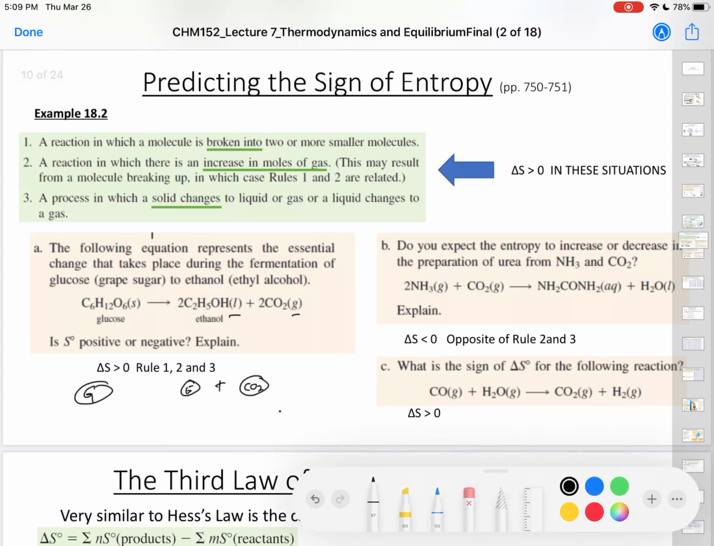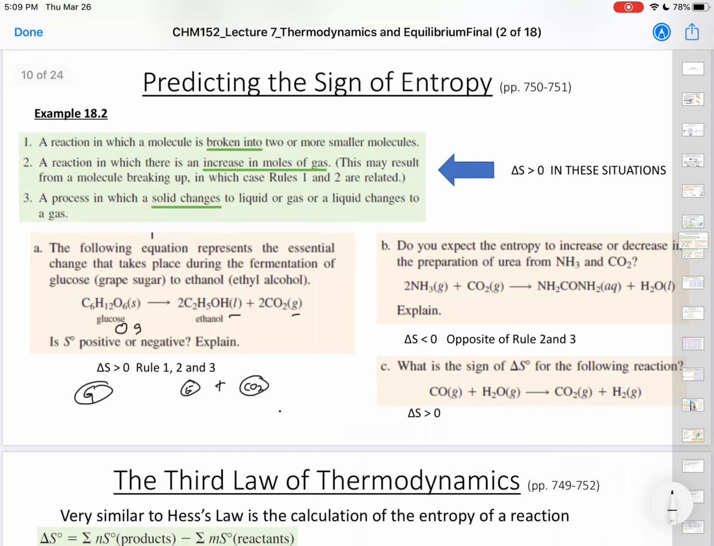Rule 2 says that if you have an increase in the moles of gas, and that is indeed the case. You have 0 gas here. You have 2 moles of gas here. Okay? So again, rule 2 would predict also positive. Rule 3, you have a state change from a solid to a liquid and gas. Again, that fulfills rule number 3. So in all 3 cases, Rule 1 and Rule 2 and Rule 3 predict delta S is positive.